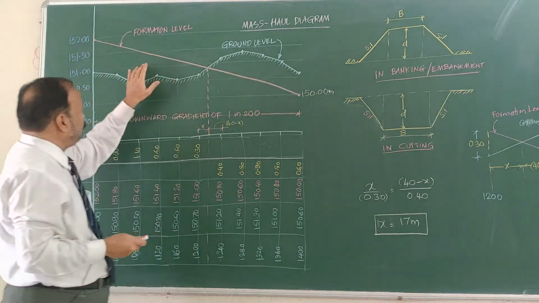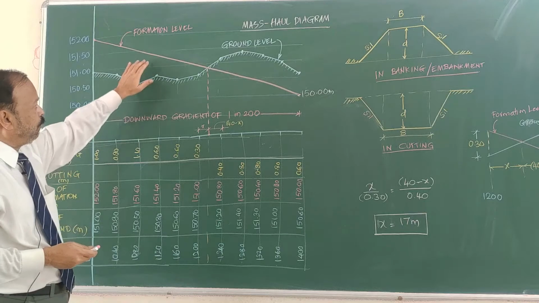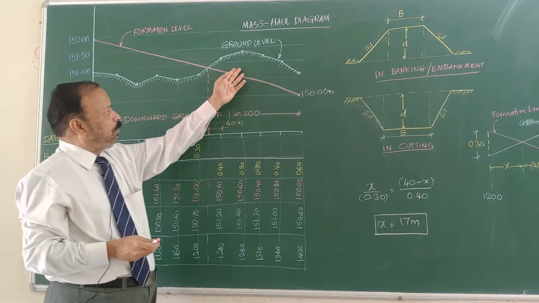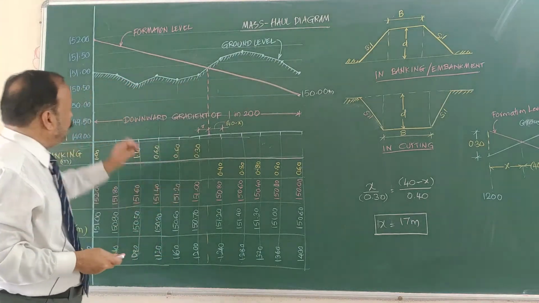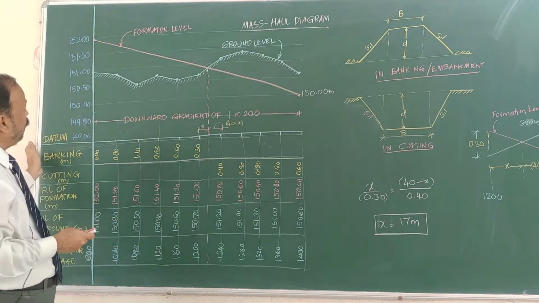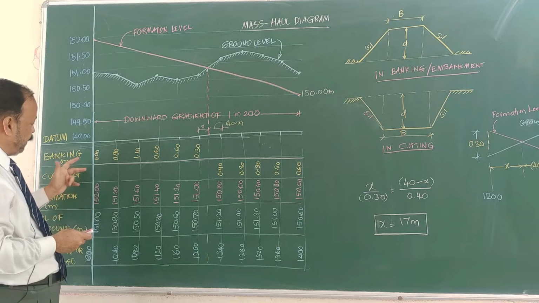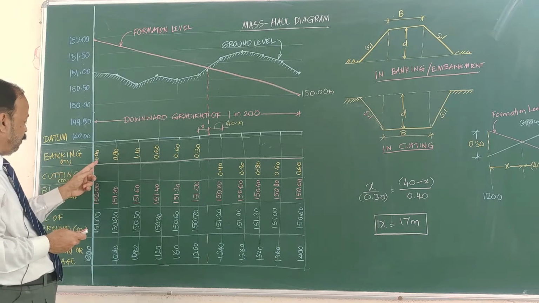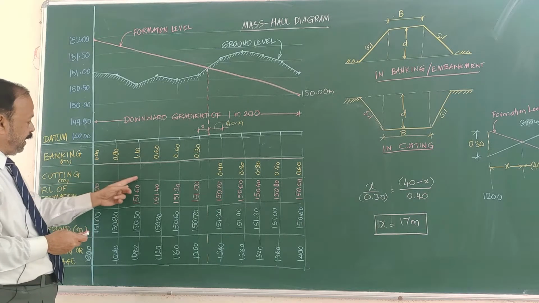So here the ground level is much lower than the formation level. Here the ground level is higher than the formation level. So you calculate the difference in banking or reduced levels. If it is in banking, enter in the banking column. If it is in cutting, enter in the cutting column.